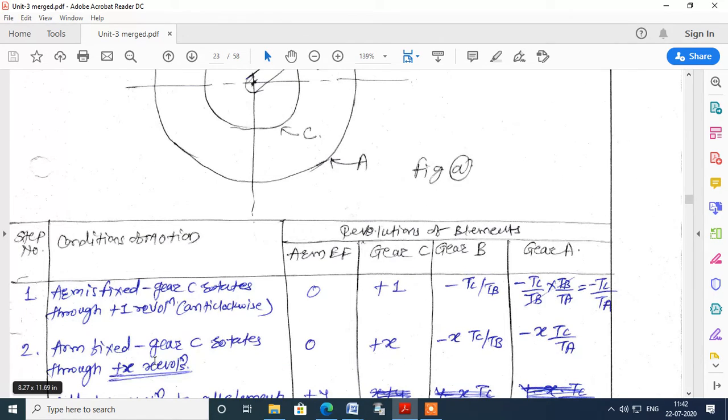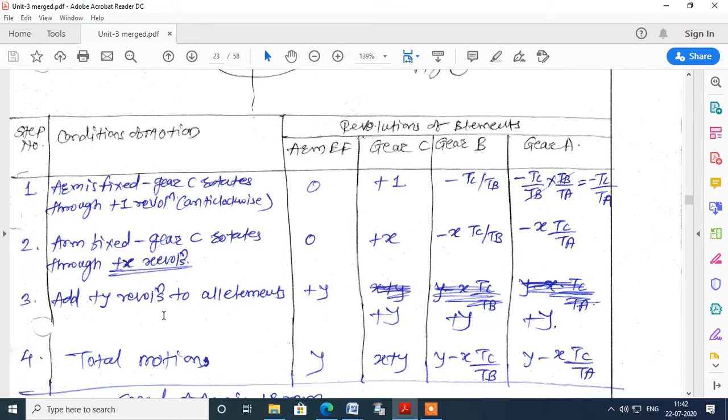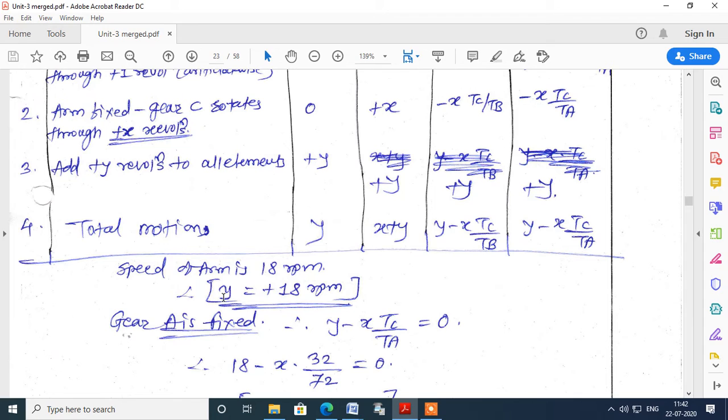Second step: arm again fixed, gear C rotates through plus X revolutions. So X into 0 is 0, X into 1 is plus X, X into minus TC by TB is minus X TC by TB, and X into minus TC by TA is minus X TC by TA. Add Y revolutions to all elements: Y, Y, Y and Y. The total motion is Y plus 0, X plus Y, Y minus X TC by TB, and Y minus X TC by TA.